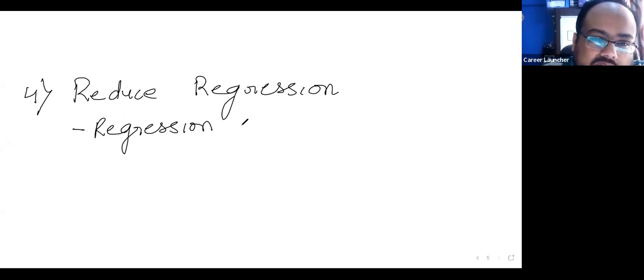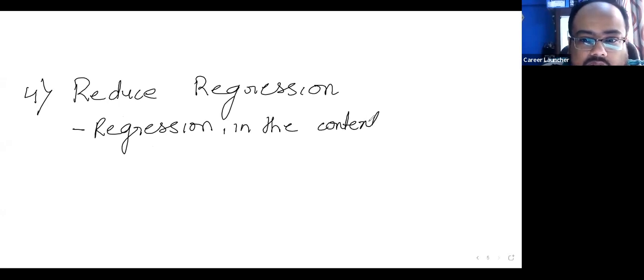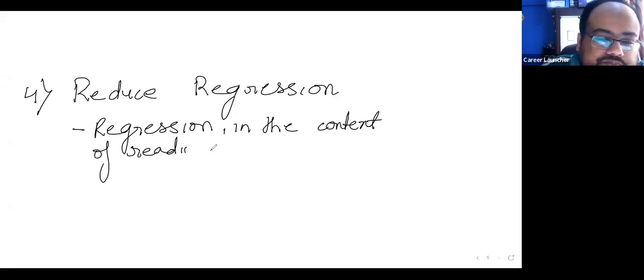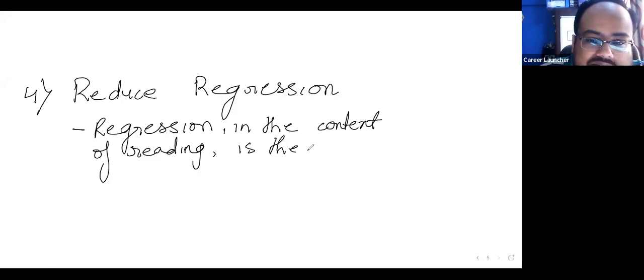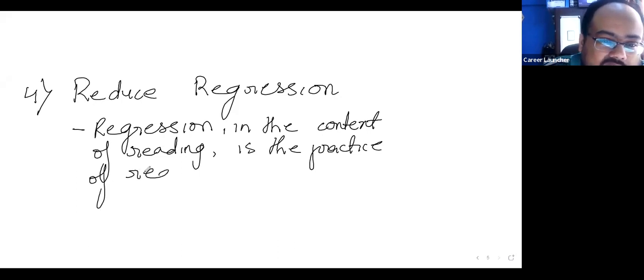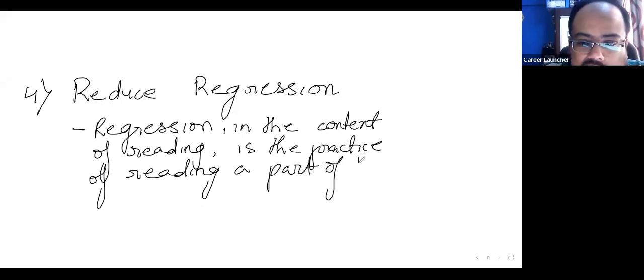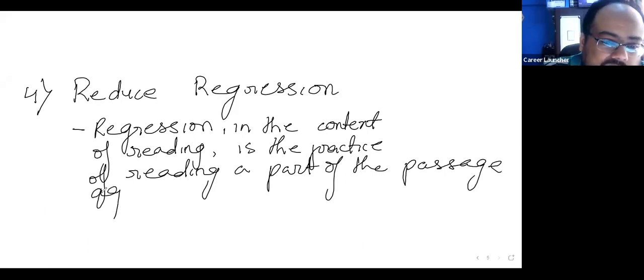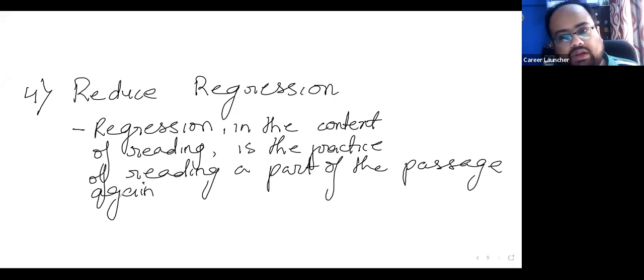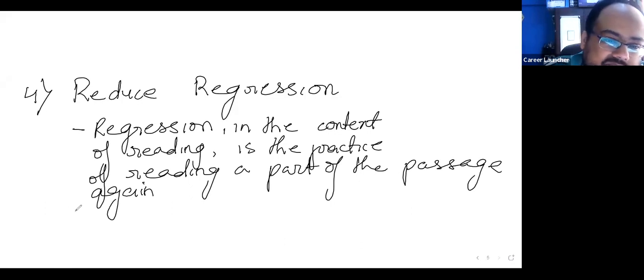Regression in the context of reading is the practice of reading a part of the passage again.